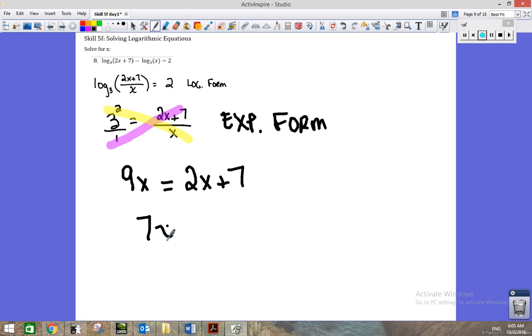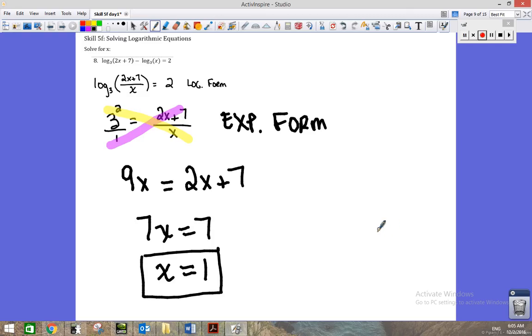So it's easy to see here that x is equal to 1, because you can see that 2 plus 7 is 9. Now, when we plug in 1, over here we've got the log of a positive value, and here the log of a positive value. We're good. That is not extraneous.